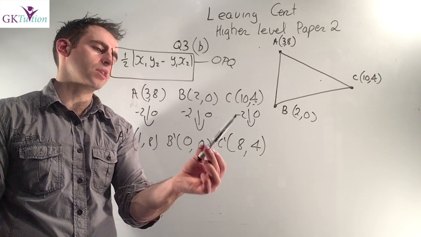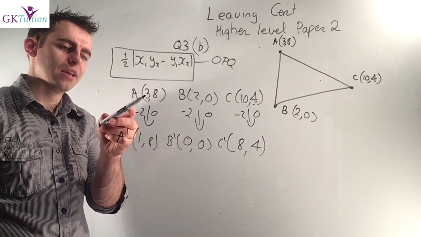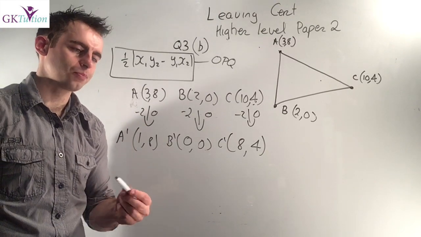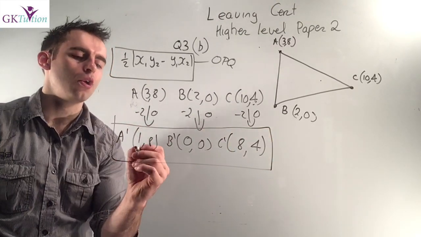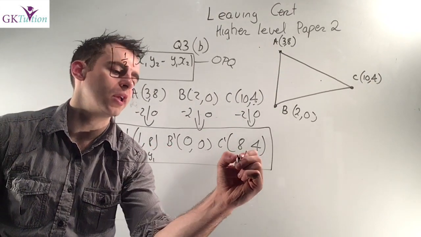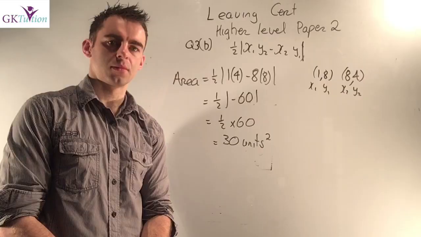So that's what I'm going to do with this C. Instead of a 10, it becomes an 8. And that's what I'm going to do with the A. Instead of a 3, it becomes a 1. So now I'm going to get the area of this translated triangle, where this will be my x1, y1, this will be my x2, y2. All I have to do is sub into this and get the area.